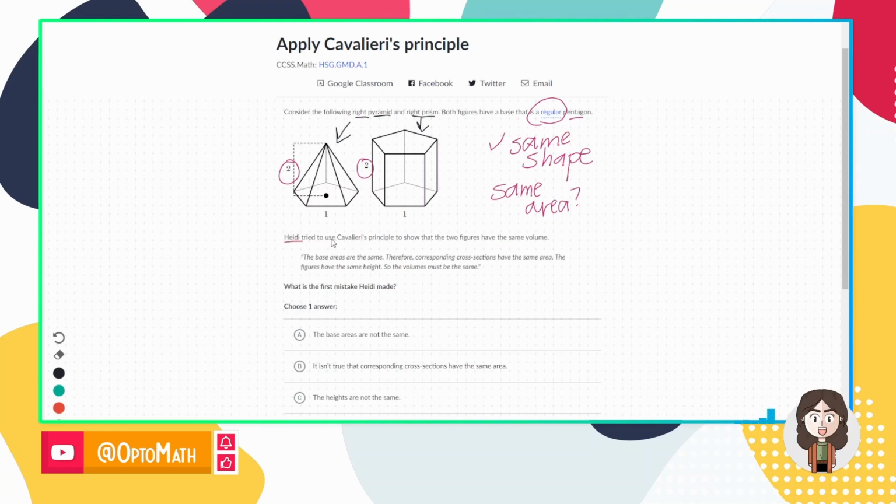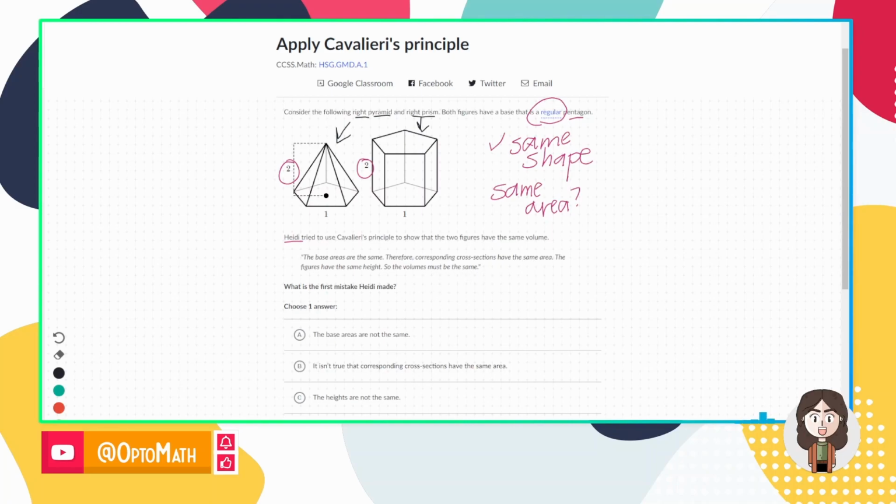So Heidi tried to use Cavalieri's principle to show that the two figures have the same volume. This is what Heidi says. The base areas are the same. Therefore, corresponding cross sections have the same area. The figures have the same height, so the volumes must be the same. Seems like a pretty good explanation.